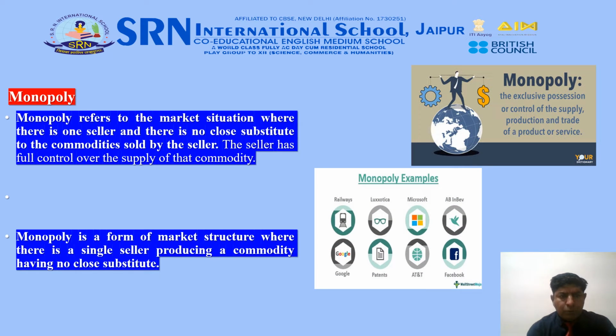Monopoly. Monopoly refers to a market situation where there is a single seller and there is no close substitute of the commodities sold by the seller. The seller has full control over the supply of that commodity. Since there is only one seller, monopoly firm and industry are the same. Monopoly is a form of market structure where there is a single seller producing a commodity having no close substitute.